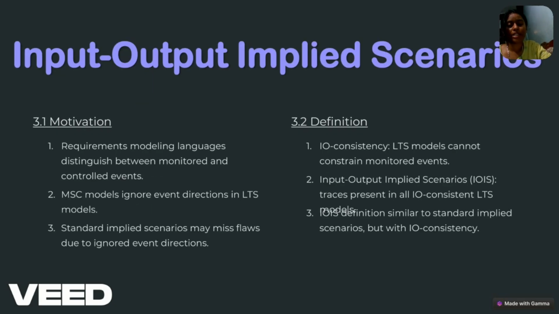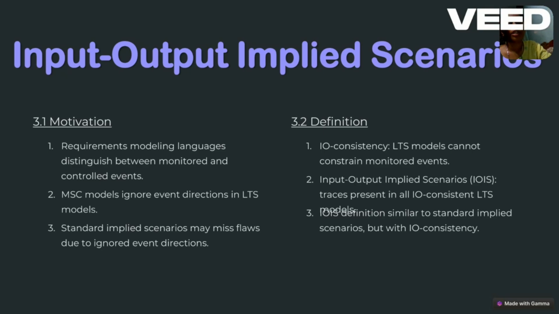Input-output implied scenarios. The motivation for input-output implied scenarios is that the requirement modeling language distinguishes between monitored and controlled events. MSC models ignore event directions in LTS models. Standard implied scenarios may miss flaws due to the ignored event directions. IO consistency means the LTS model cannot constrain monitored events. Input-output implied scenarios are traces present in all IO-consistent LTS models.